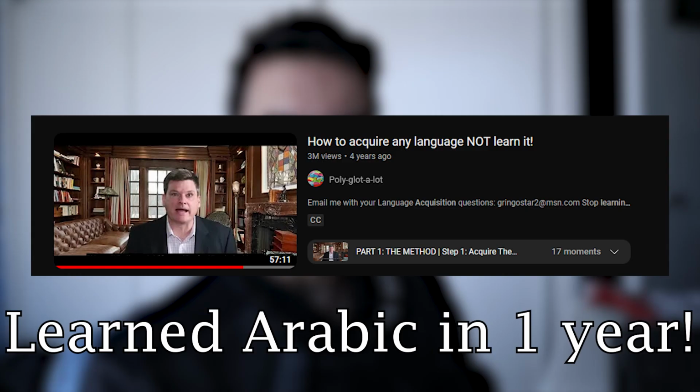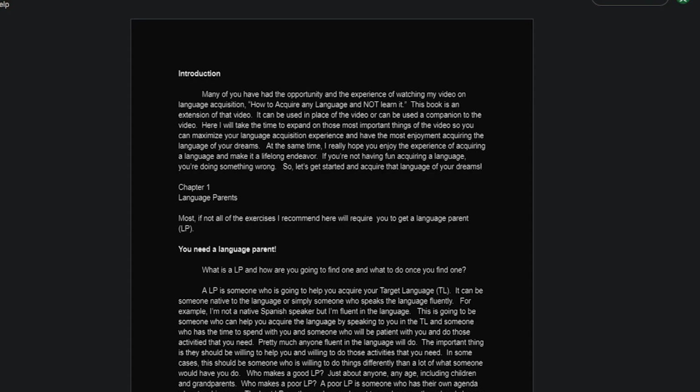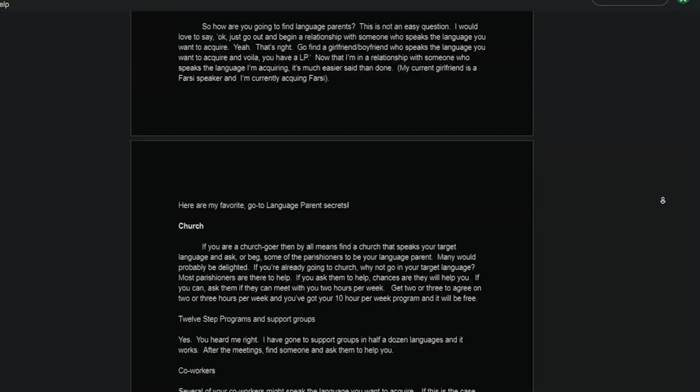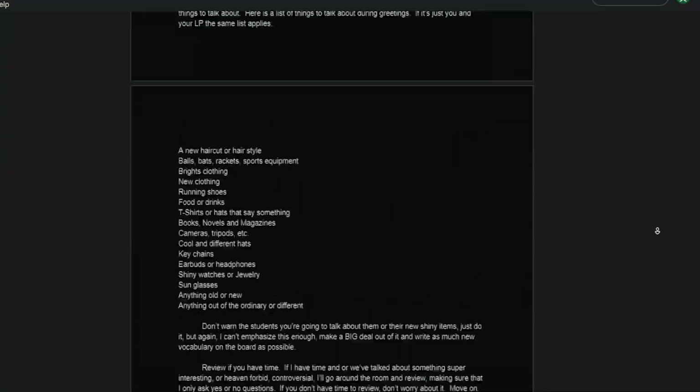Okay, so I got the guide that Jeff wrote. I mean, I guess it's a book. He calls it a book, but I'd call it a guide because he wrote everything step by step, what you need to do. So first he says introduction.